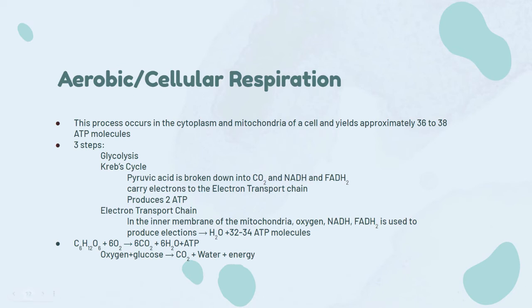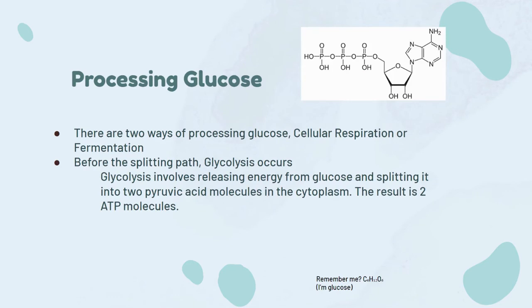And in the electron transport chain, which takes place in the inner membrane of the mitochondria, oxygen, NADH, and FADH is used to produce electrons, H, which turn into water, and 32 to 34 ATP molecules. So essentially, oxygen and glucose produce CO2, water, and energy, which is ATP.